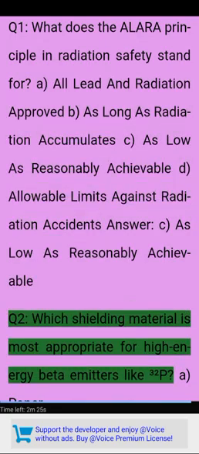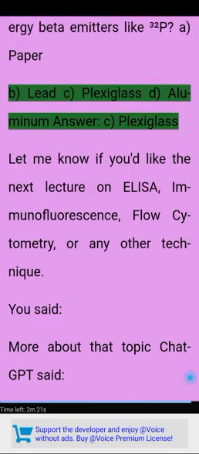Q2. Which shielding material is most appropriate for high energy beta emitters like P-32? A, paper. B, lead. C, plexiglass. D, aluminum. Answer: C, plexiglass.